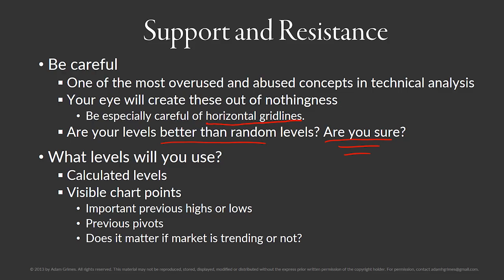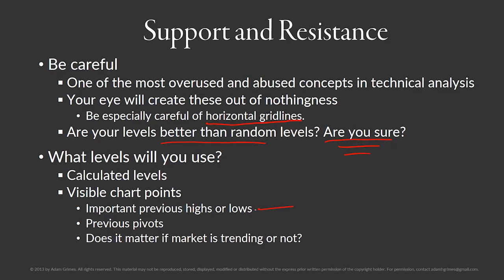Another question you should think about is, what levels will you use? Will you use calculated levels, Fibonacci levels? Will you use pivot levels? We just talked about pivots in the previous unit, but many people will call these calculations based on ranges pivots. Moving averages would be another example of calculated levels. Trend lines, I suppose, could be a calculated level. Will you use visible chart points? And I think this is probably where we want to start.